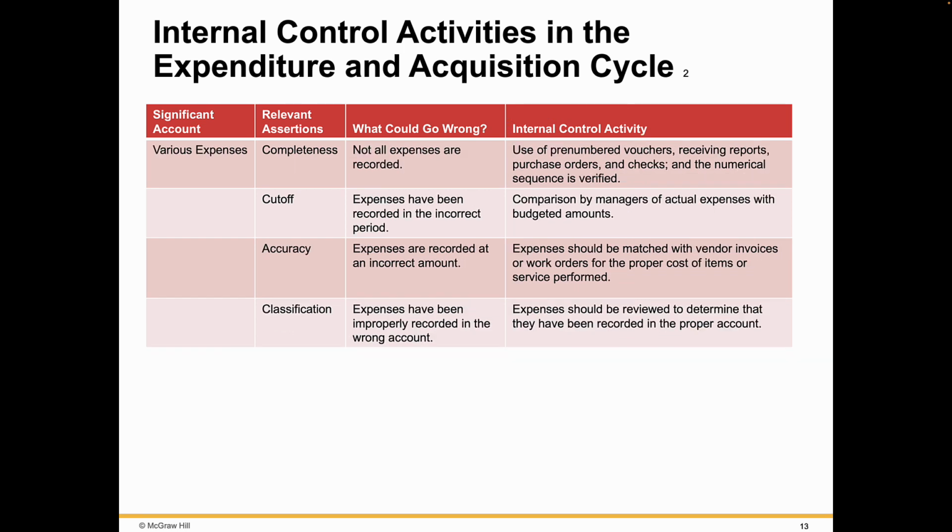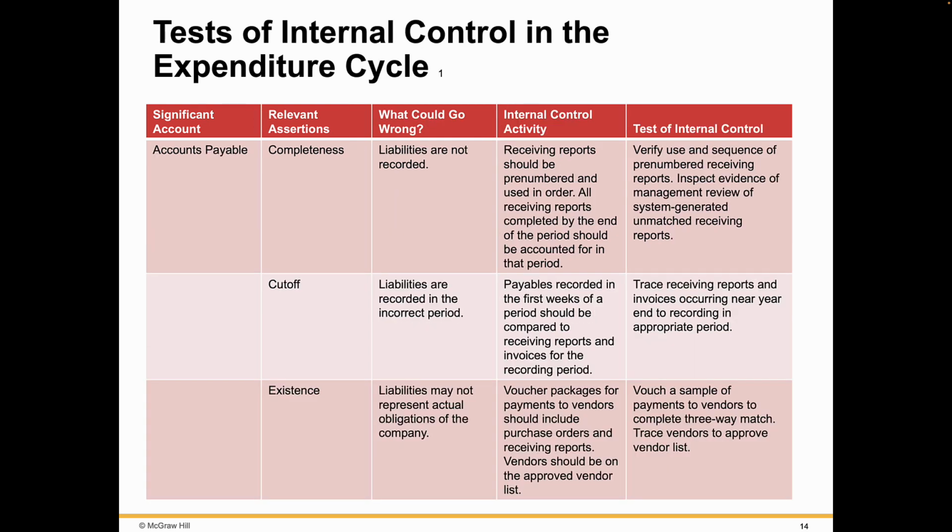Now, when we're looking at the expenses, we're still looking at completeness, but we should also use the pre-numbered vouchers, receiving reports, and purchase orders and checks in that numerical sequence. When we're looking at cutoff, compare the actual expenses with the budgeted amount. For accuracy, we're going to match the invoices or work orders for the proper cost of the items or the services performed. And for classification, we're looking to make sure that the expenses are recorded in the proper account.